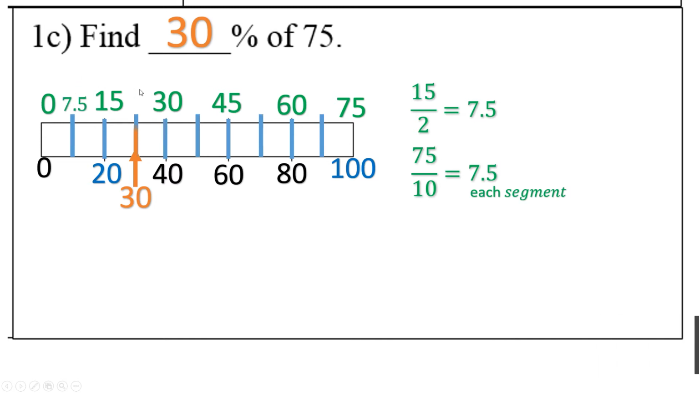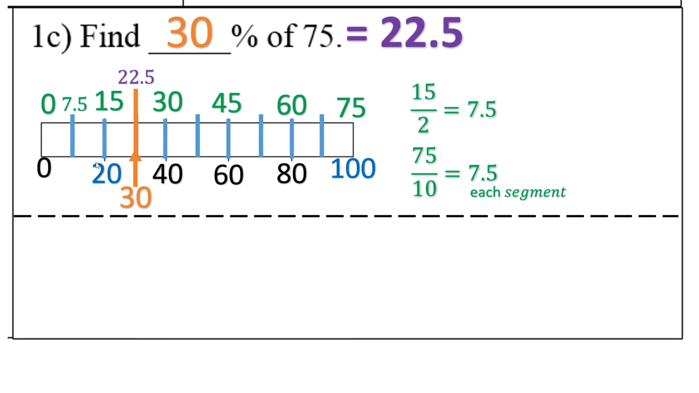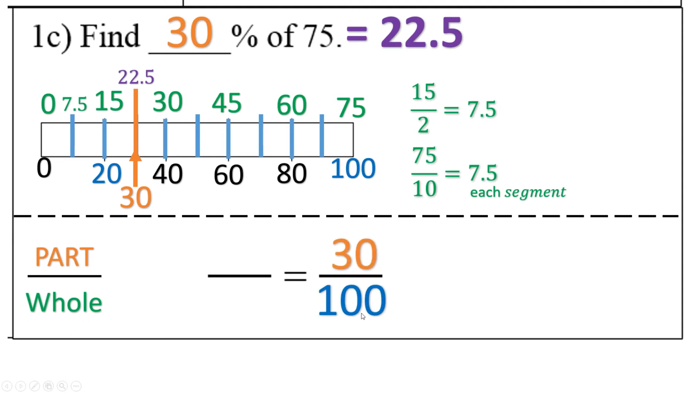15 plus 7.5 is 22.5. So the answer is 22.5. But most people would find it simpler to use the proportion method for this one. So the part is 30% over the whole, which is 100%. So 30 over 100. And then once again, the whole on this problem is 75.